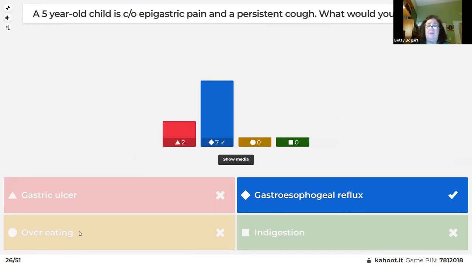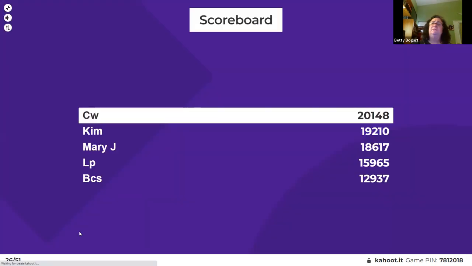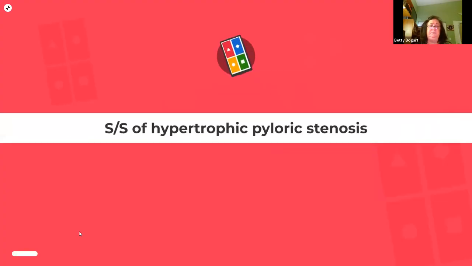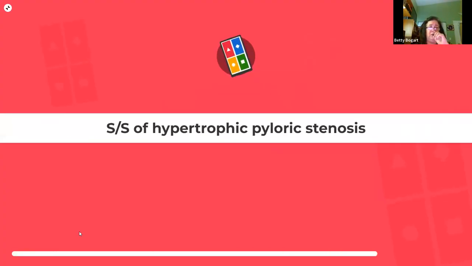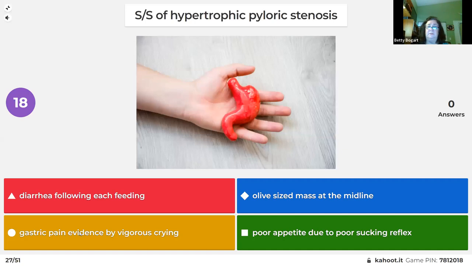And that's GERD, gastroesophageal reflux. It's one of the ways that we can see that, with heartburn and abdominal pain, you would see with a child with reflux. Treat it just like adults. Start with a Pepcid. Signs and symptoms of hypertrophic pyloric stenosis.